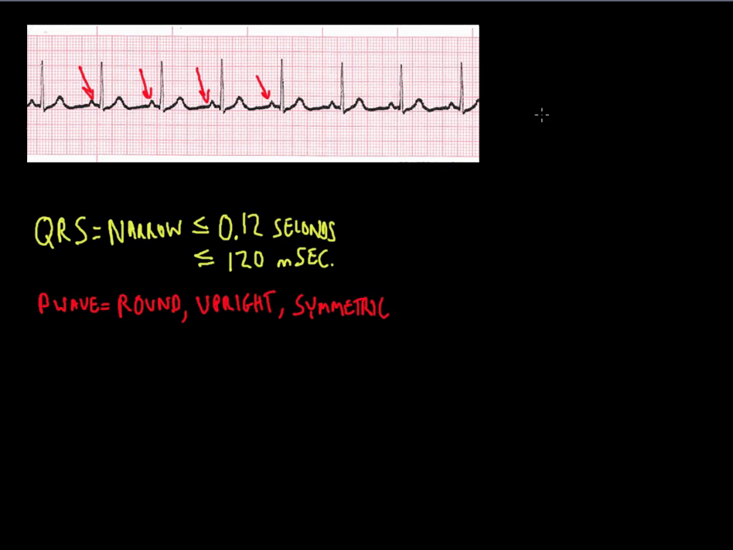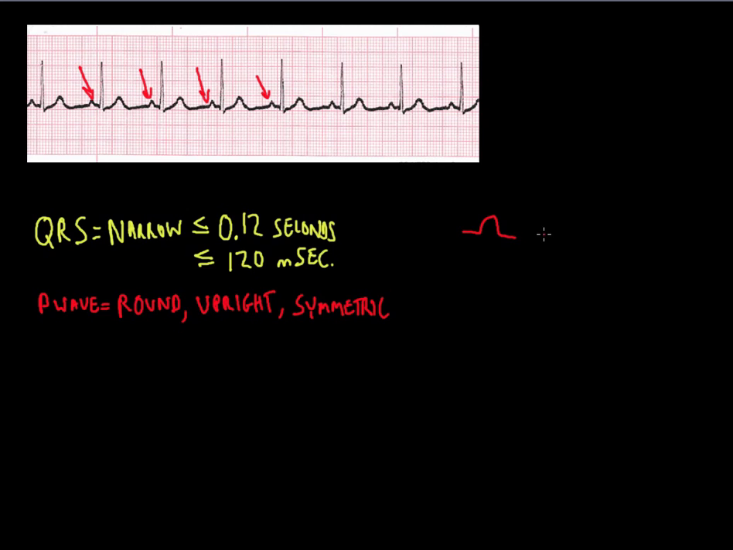With my P waves, if I drew a P wave and it looked like this, it's a little sloppy, but you get the idea. Is that round? Sure, it's round. It doesn't have to be a full circle, it's a half circle here, but it's just the rounded part. It's not pointy, it's round. Is it upright? From the baseline, it's pointed upwards, toward the top of the screen. So yes, that's upright. Is it symmetric? Yes, essentially it goes up and down with a very similar shape.